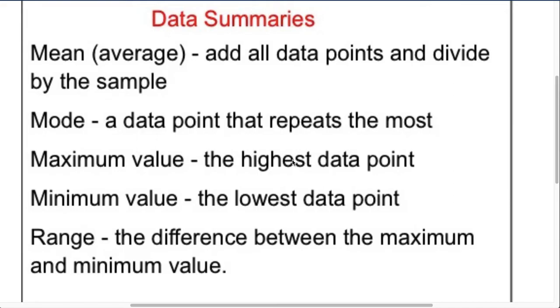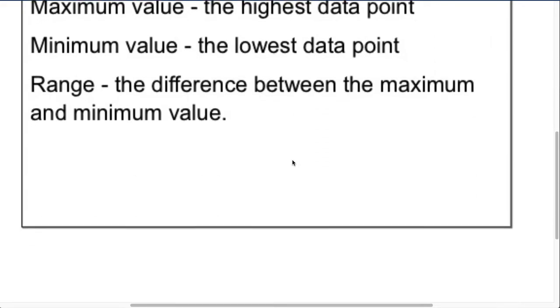So here are some data summaries, again, a lot of which, if not all of which, you have heard of before. We have finding the mean, which is just another name for average, adding all the data points and dividing by the number of data points that you collected, or dividing by the sample. A mode is a data point that repeats the most. Maximum is the highest, minimum is the lowest, and then the range is the difference between the two.